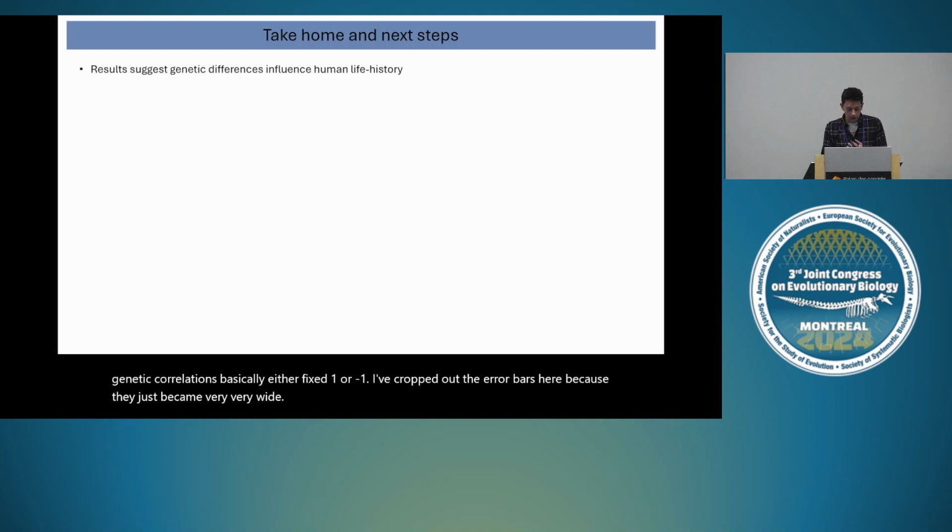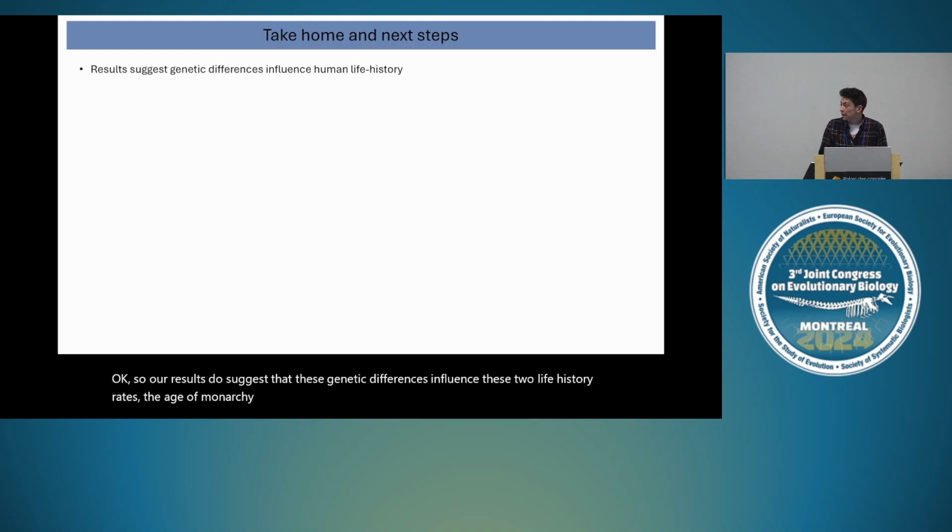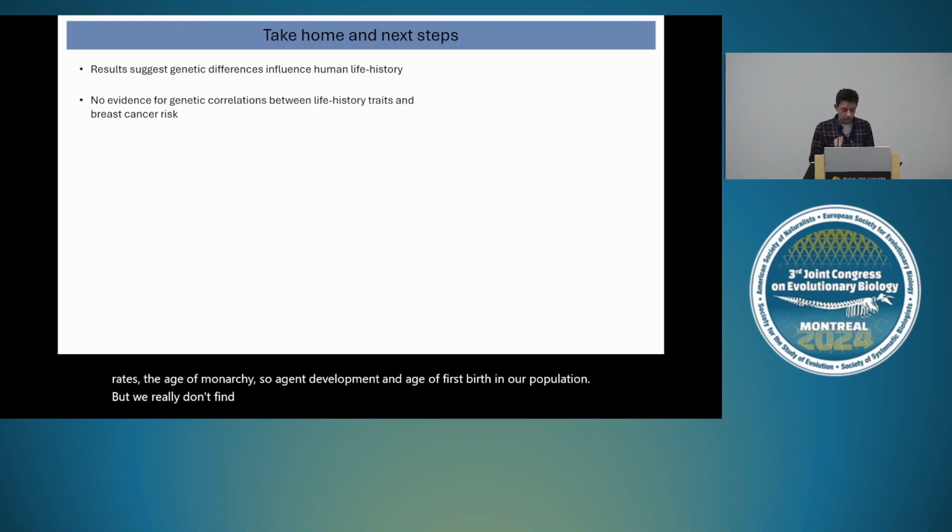Okay, so our results do suggest that these genetic differences influence these two life history traits, the age at menarche, so age at development, and age at first birth in our population. But we really don't find any evidence for genetic correlations between life history traits and this breast cancer risk.